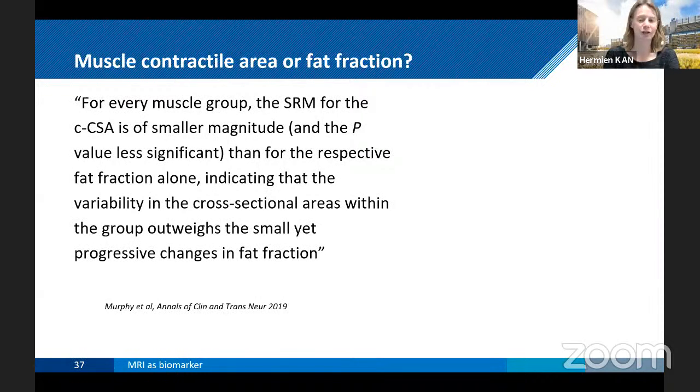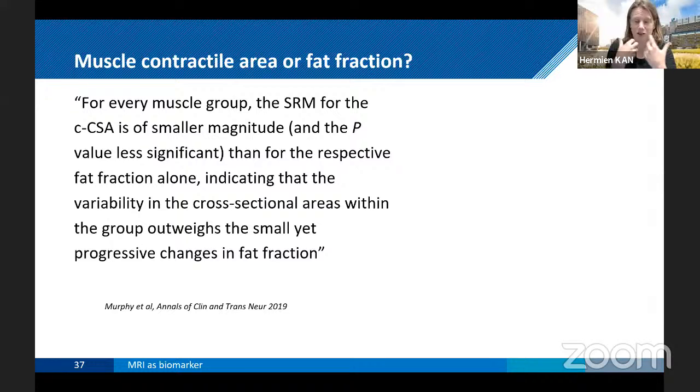I usually don't like to include quotes in my talk because I like to show images. But I really like this quote from Murphy et al., where they state, comparing muscle contractile area and fat fraction, that for every muscle group, the SRM for the CCSA is of smaller magnitude and the p-value less significant than for the respective fat fraction alone, indicating that the variability in the cross-sectional areas within the group outweighs the small yet progressive changes in fat fraction. As I mentioned earlier, for the SRM, you need an increase over time and small variability between subjects.